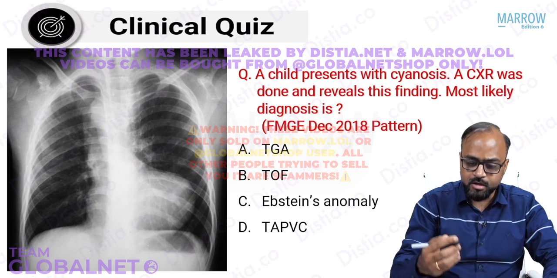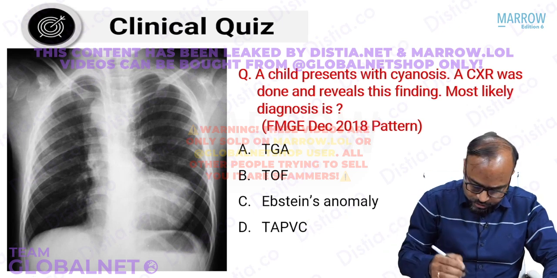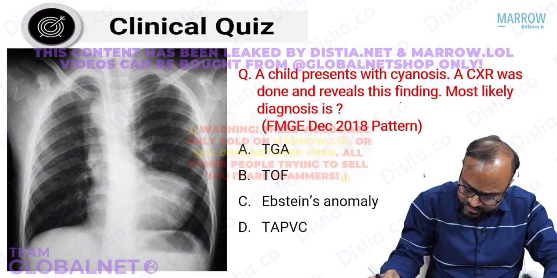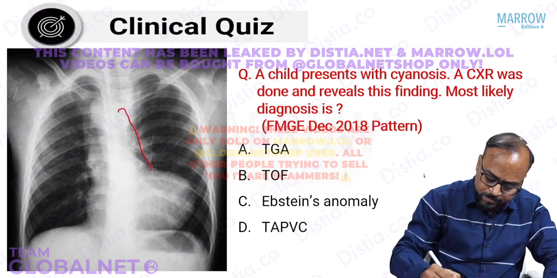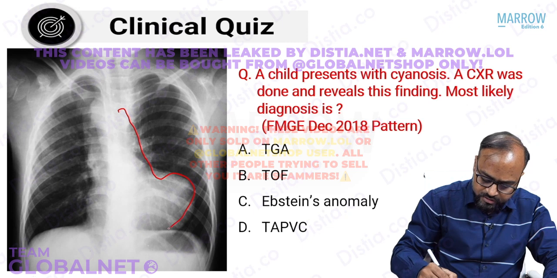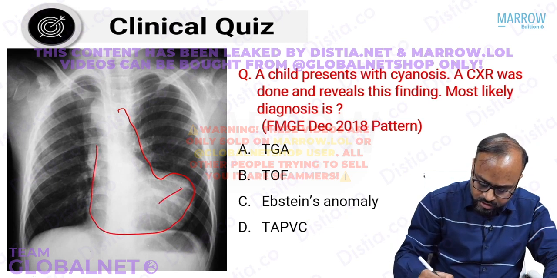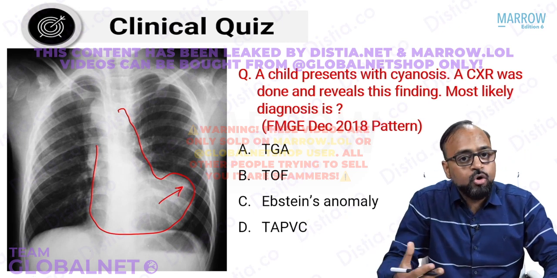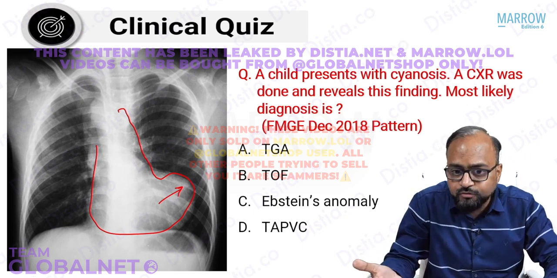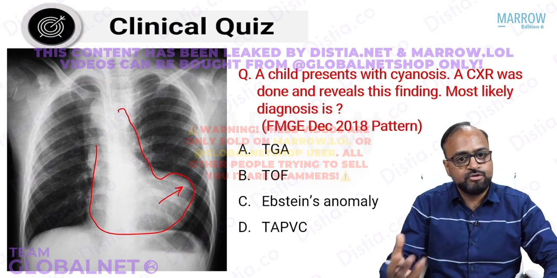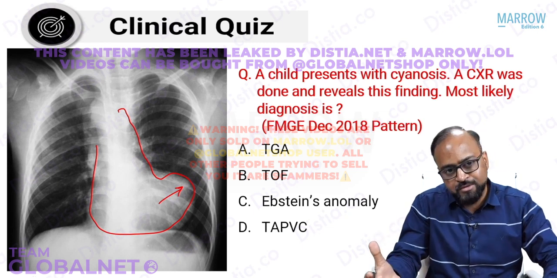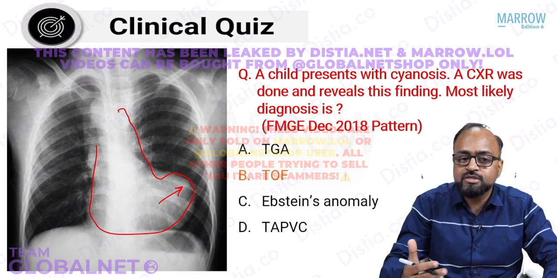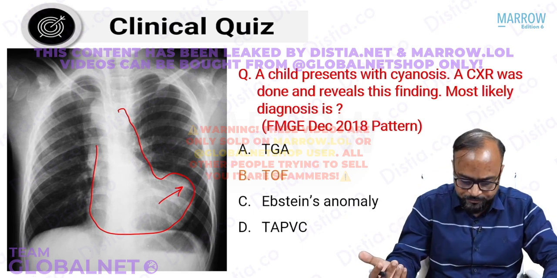Yes. A child presents with cyanosis, so cyanotic congenital heart disease. Chest X-ray is done and reveals this finding, a very peculiar shape of the heart, right, with the heart apex turned upwards, a very typical boot-shaped heart, coeur en sabot appearance, seen in tetralogy of Fallot. This is one of the absolute favorites of your examiners. Multiple times a question has been asked on congenital heart disease and this appearance. We'll discuss all the various appearances as well.